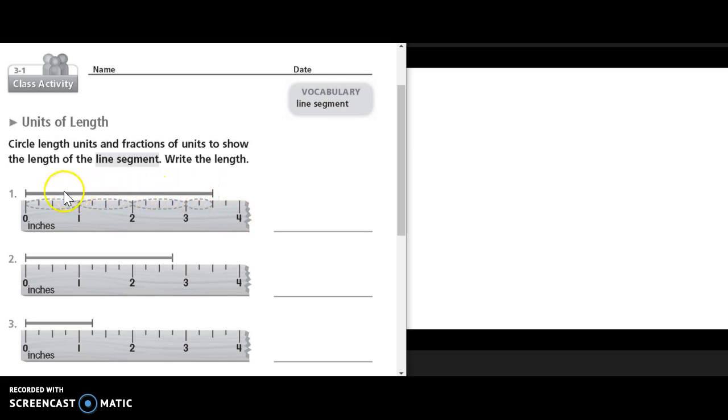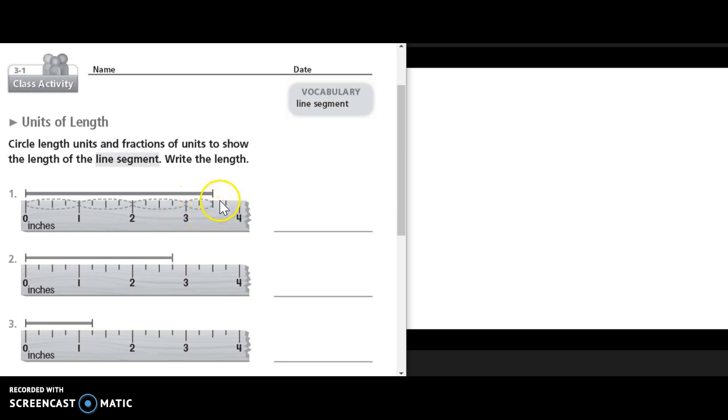Now they have drawn a line here. This is called the line segment. It's part of a line. And they want to know how long the line is. So I'm going to look and I'm going to count my inches, which they show you here with these little dotted circles. This is 1 inch, 2 inches, 3 inches, and then 2 of the short lines.